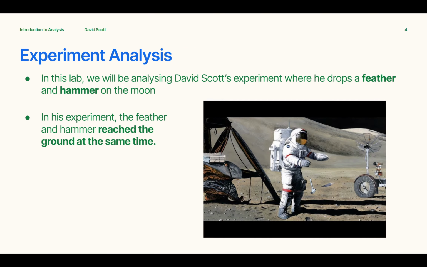Experiment analysis. In this lab, we will be analyzing David Scott's experiment, where he drops a feather and a hammer on the moon. In his experiment, the feather and hammer reach the ground at the same time.